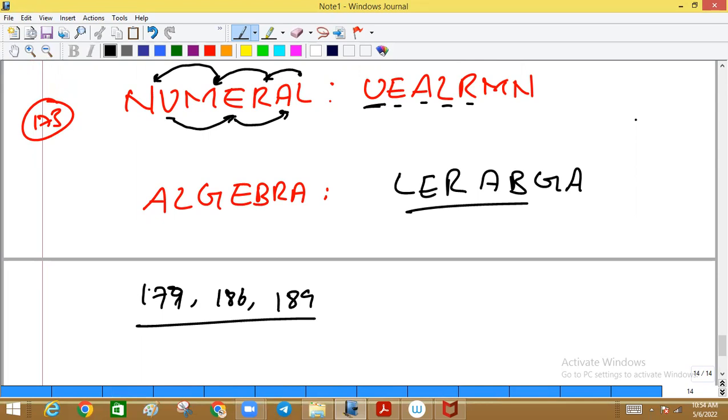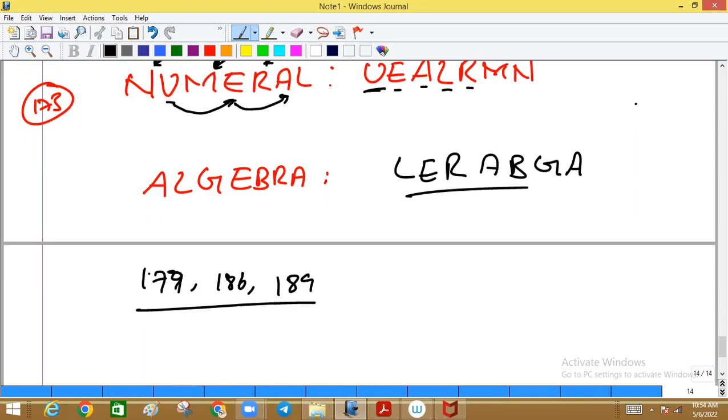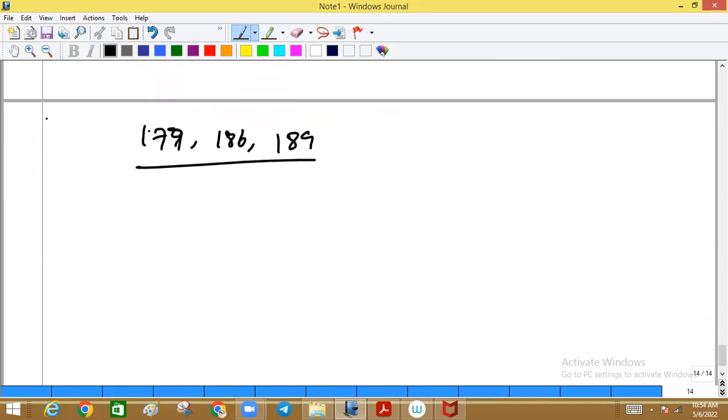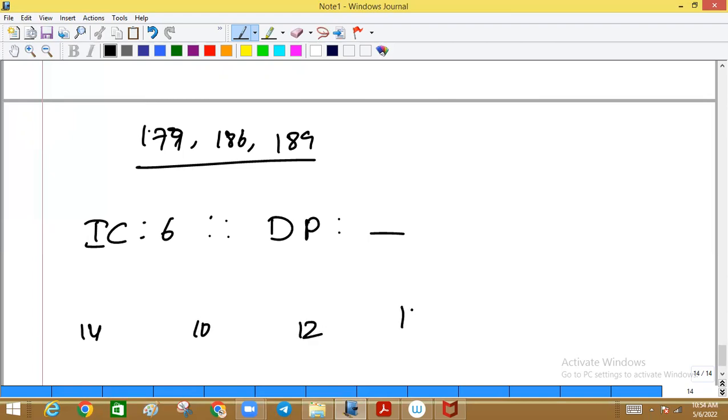Next one. Write down next question. The question is from forward coding. Let's take that question. IC is 6. Similarly, DP is how much? From forward coding or reverse coding, whatever it may be. Options are 14, 10, 12, 16.